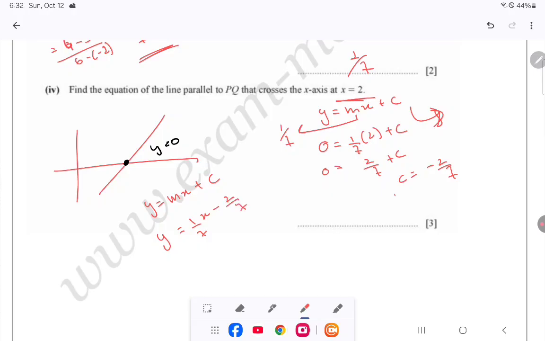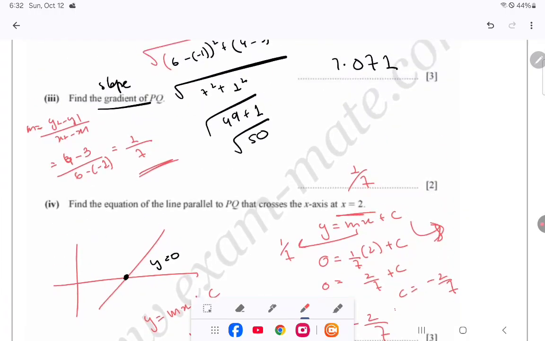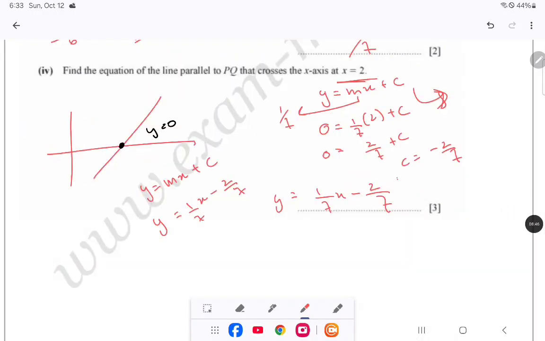So this is our line equation: y equals 1 over 7 x minus 2 over 7. Or we can say that if we multiply both sides with 7, we get x minus 2 is equals to 7y.